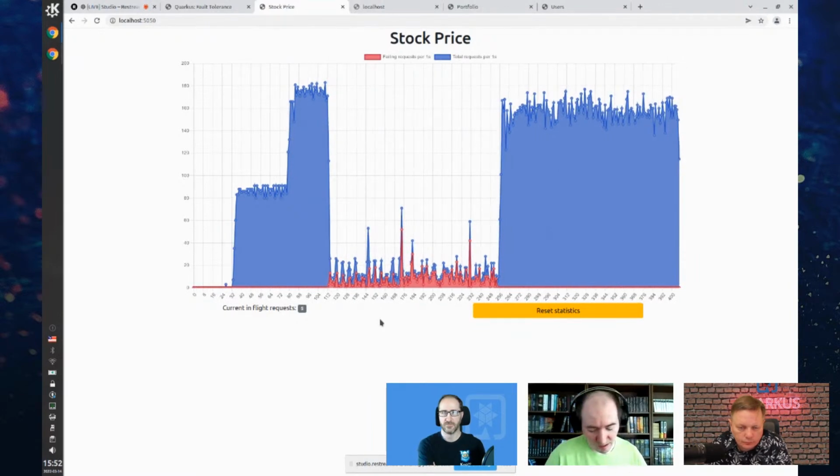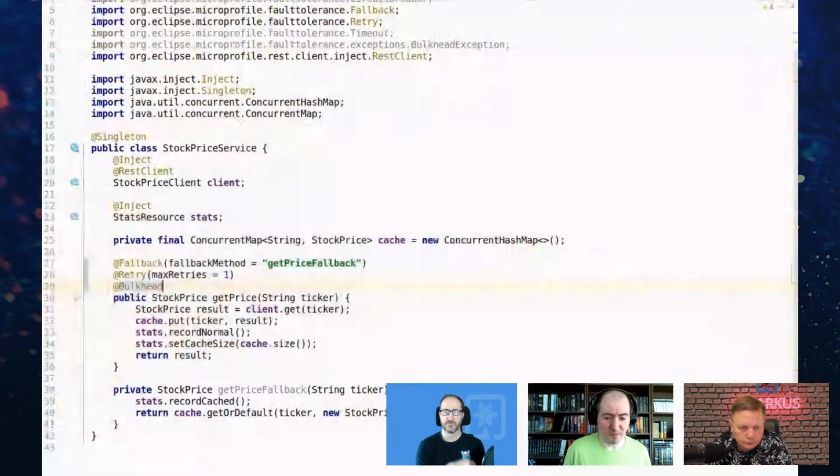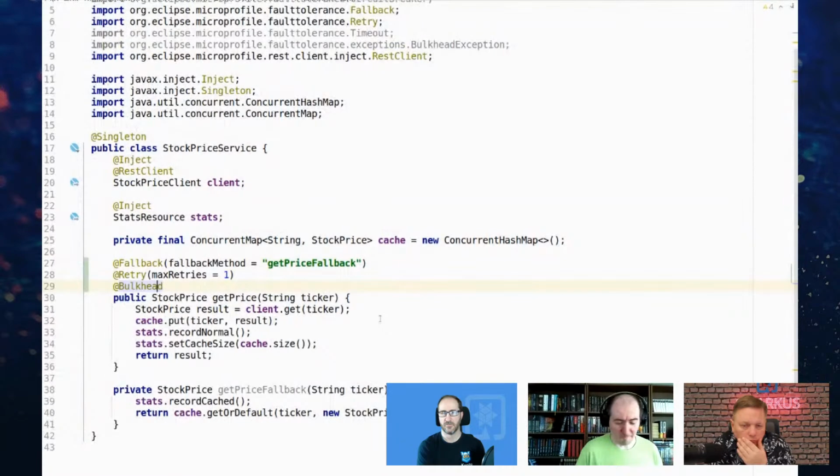One thing that is rather unfortunate about the bulkhead is that it's configured statically. This annotation by default says that there may be at most 10 concurrent requests. In today's world, where elastic scaling can happen almost instantaneously, it is hard to get the configuration of the bulkhead right.